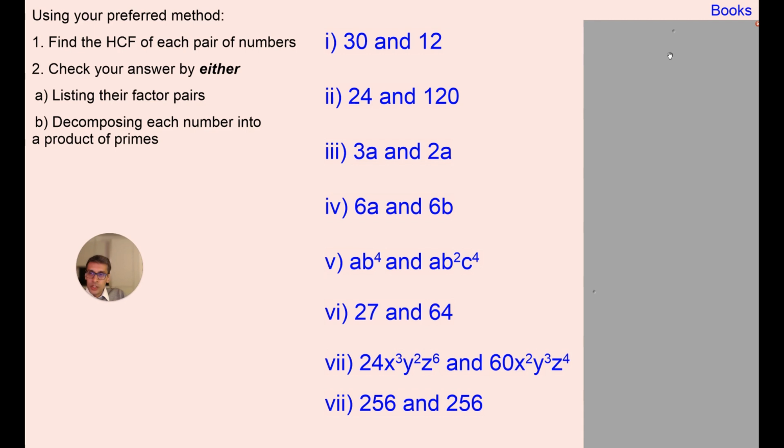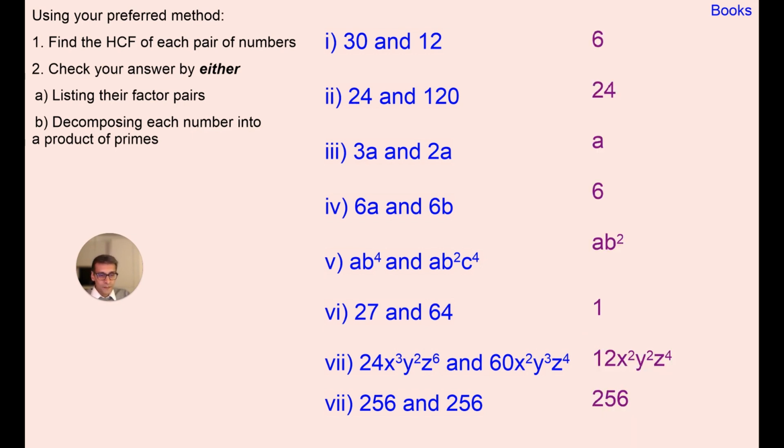All right, here's some practice on working out the highest common factor for each of these pairs of numbers. Try this in your books. Check your answer by either doing factor pairs or decomposing into product of primes. Okay, so pause the video and have a go, and then we're going to show you the answers. I'm not going to go through all of the questions though. So the answers are now visible on the right.